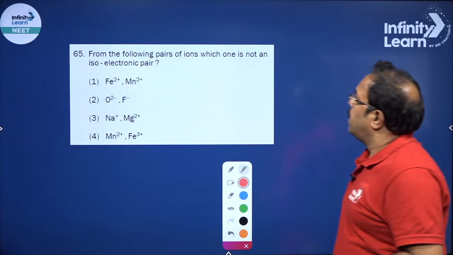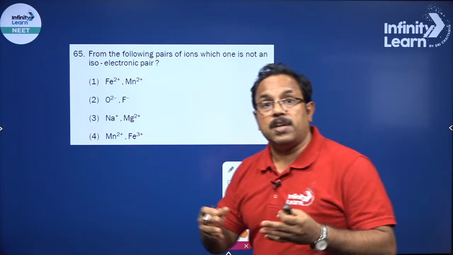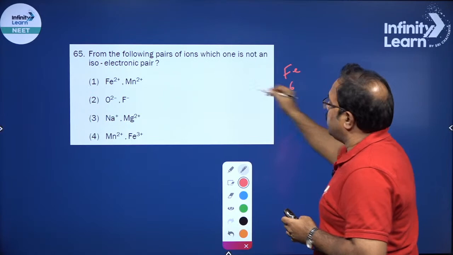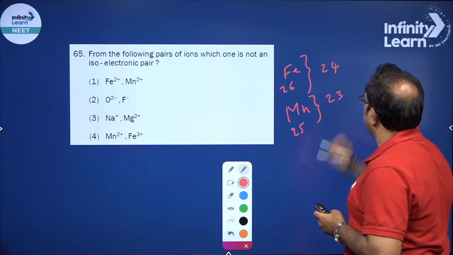Isoelectronic pair: at least the atomic number we all know, but don't rush, because sometimes you make mistakes in an easy question and later realize you have made a grave mistake. So don't rush on any easy question, answer it carefully. Iron is 26, in the plus 2 form you write it as 24. Take the next, this is manganese. Manganese is 25, plus 2, it is 23. It is not an isoelectronic pair.